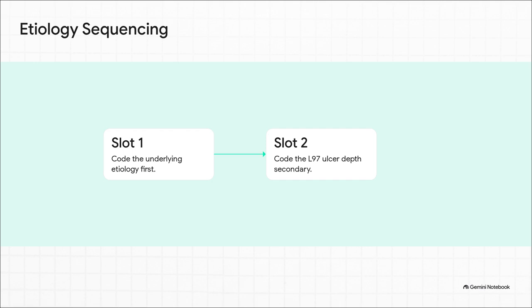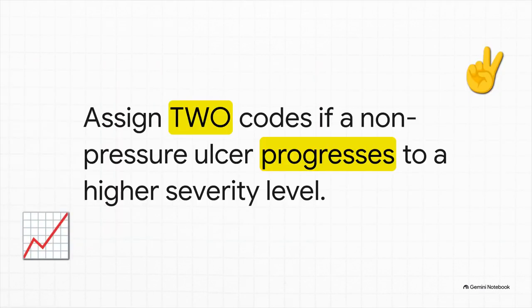Let's see how this builds, because there is a mandatory etiology sequencing law for these non-pressure ulcers. You always have to code the underlying condition first. For example, slot 1 gets E11.621 for type 2 diabetes with a foot ulcer. Then and only then, in slot 2, do you drop in the L97 ulcer depth, like L97.512 for a non-pressure ulcer of the right foot with fat layer exposure. Remember, the ulcer code is always sequenced secondary to the disease that caused it. And to perfectly tie this whole shebang together, the progression logic is wonderfully consistent. Just like we saw with pressure ulcers, if a non-pressure ulcer progresses to a higher severity level while they're admitted, you must assign two codes, one for the admission severity and a second for the highest severity reported.